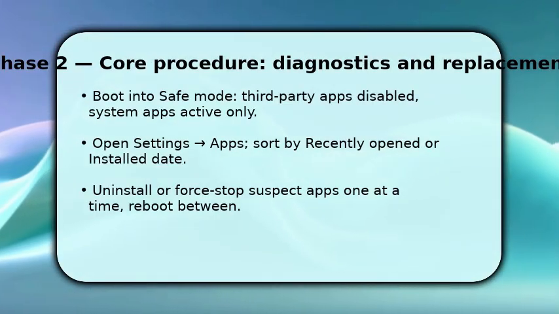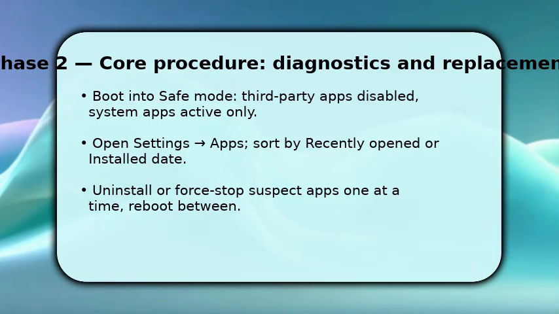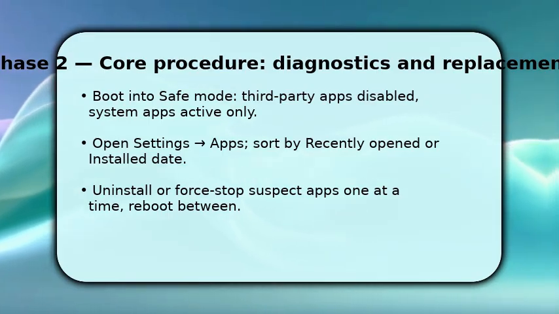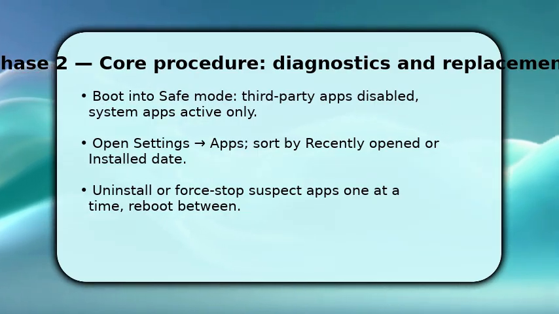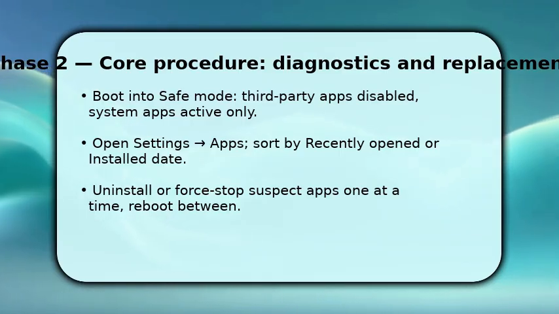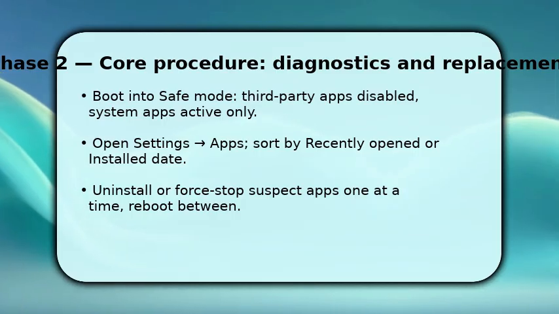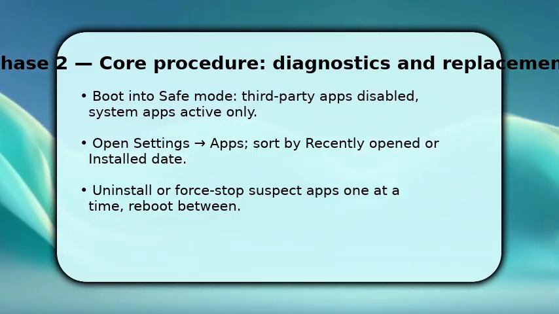Open Settings and go to Apps, then sort by recently opened or installed date to find likely offenders. Uninstall or force stop one suspicious app at a time. After each change, reboot normally to test whether safe mode still appears. This stepwise approach shows how one broken or incompatible app can force the device into safe mode.